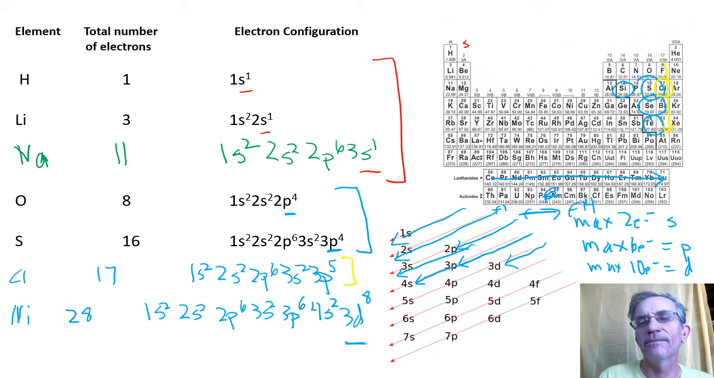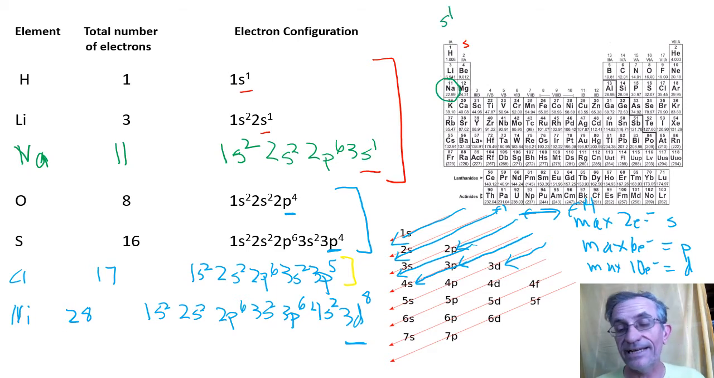Let me erase this for a minute. You'll see a nice picture of this in a second. I just told you, for example, sodium ends in, what did I say a minute ago? S1. Everybody in that column ends in S1. Do you know what? I can do even better than that.